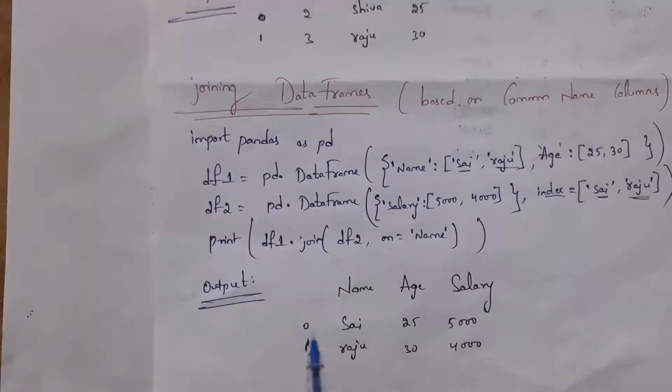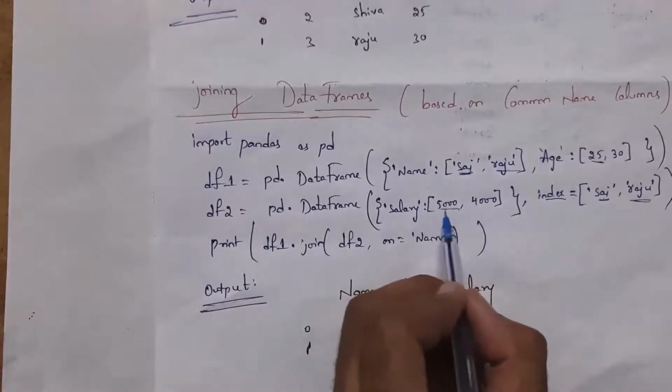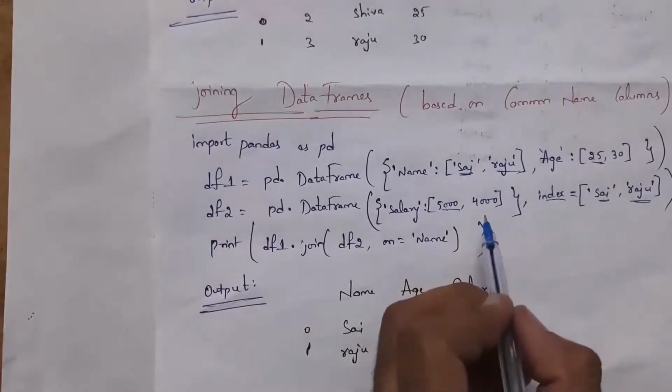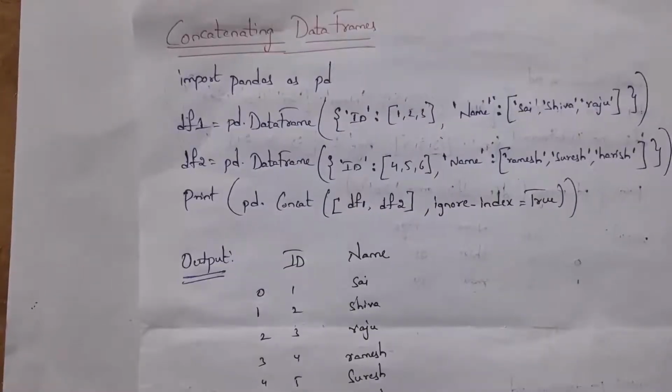So whenever you run this code, this is my output. So for Sai, age 25 and salary 5000, and for Raju, age 30 and salary 4000. So this is my output. Next I will explain how to concatenate two data frames.